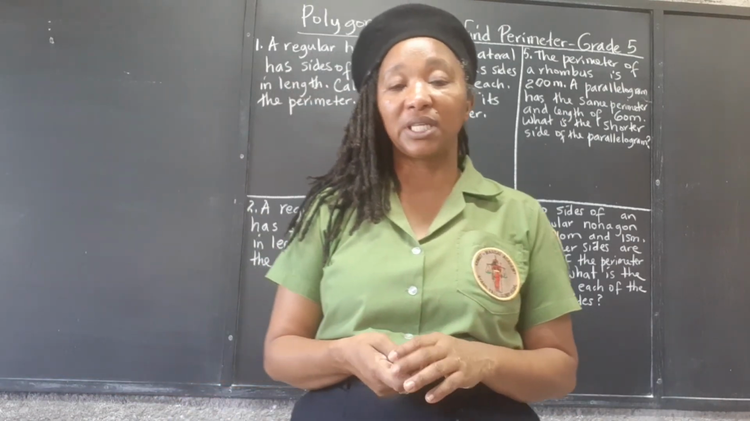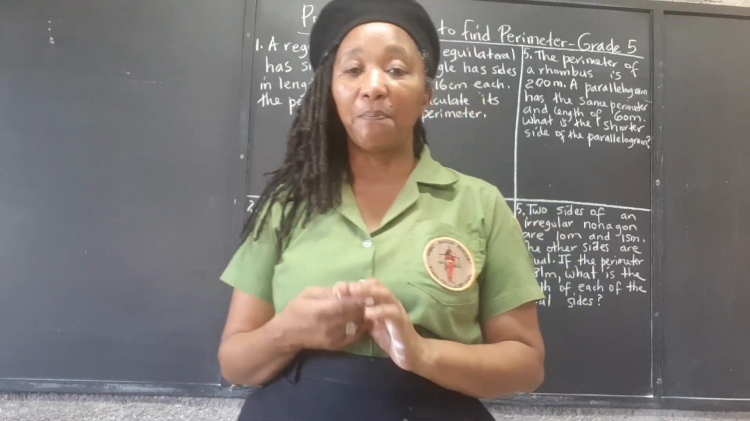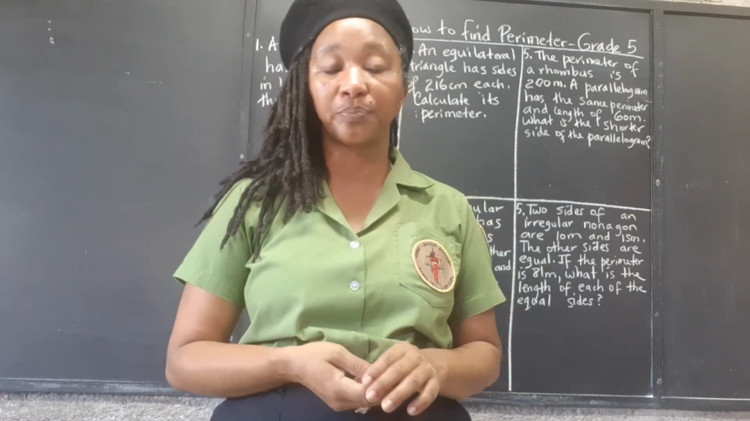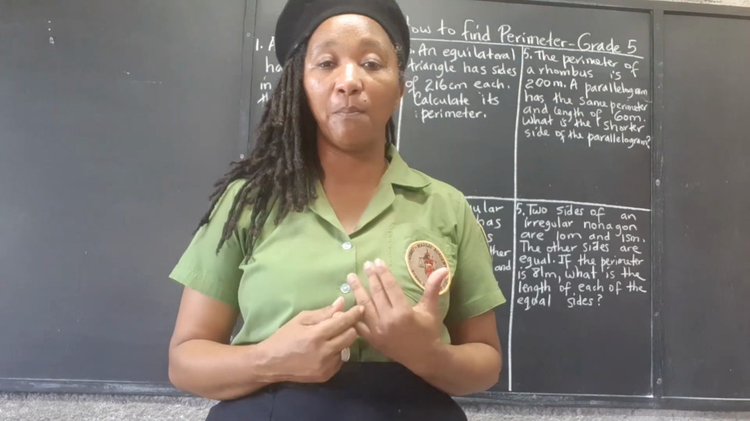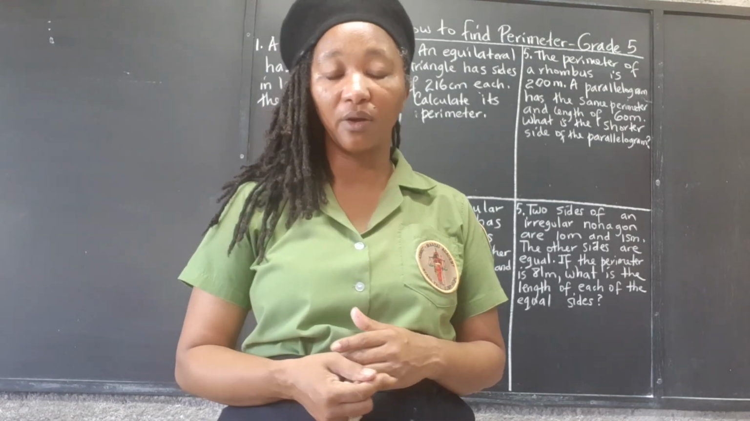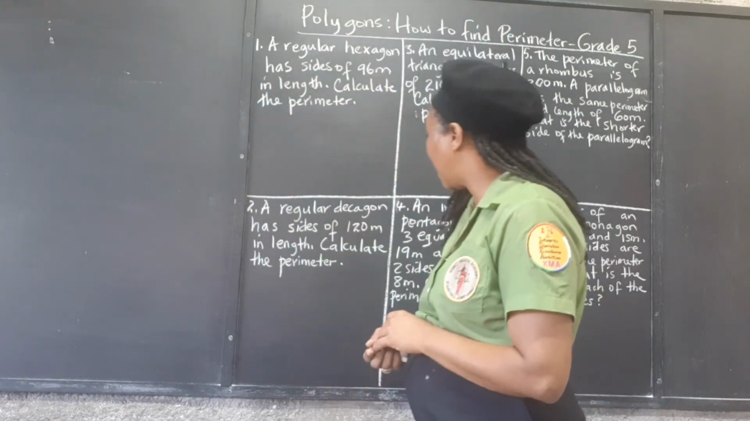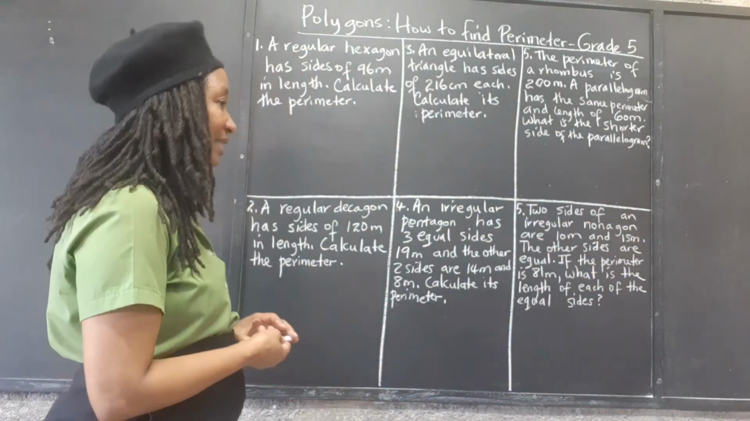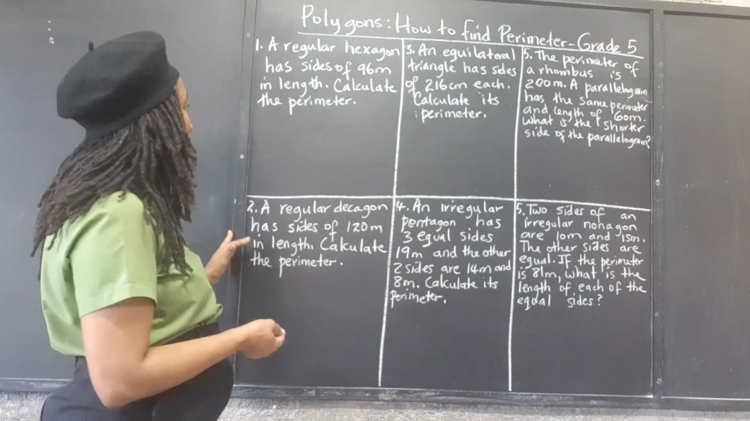Today we're focusing on calculating the perimeter, the distance on the outside of the polygon, if we know certain things about the polygon, right? So let's go. We have six problems. So let's dive into them and see how best we can solve them.